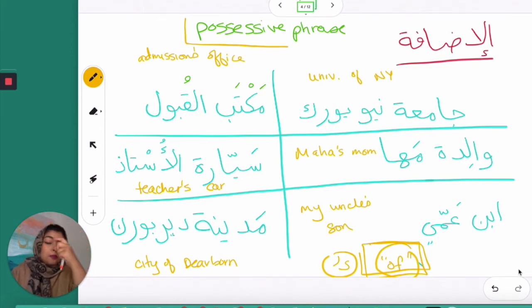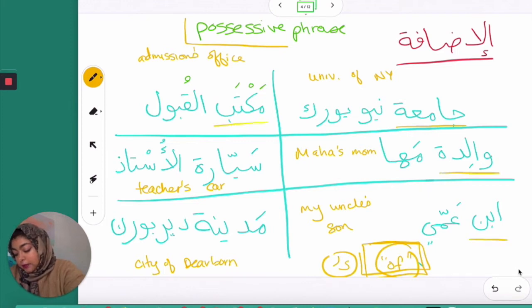The thing you're talking about, maybe another way to understand it, the thing you're talking about comes first. So if I say walidat maha, I'm talking about Maha's mom. So mom comes first because she's the one I'm talking about. And then whose it is comes second, right? So if I say sayyarat al-ustad, I'm talking about a car. Whose car is it? It's the teacher's car. So that comes second. Good. So that's in terms of meaning. Now, what can we say in terms of all of the first words and all of the second words? What is similar between them? So let's look at them. جامعة, والدة, ابن, مكتب, سيارة, مدينة.